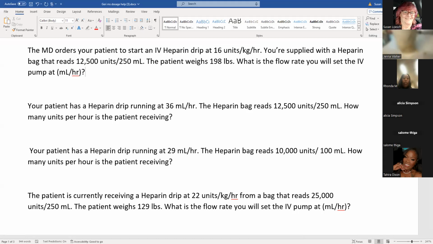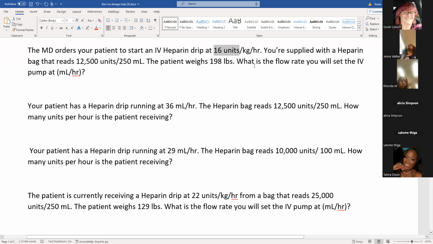So here you're just going to do desired over have. The only difference here is your desired dose is not calculated until you take what the doctor ordered times your weight. Okay, so we start with taking the numbers out. Our weight is 198. What we have on hand is 12,500 per, I mean per 250, and our order is 16 units per kilogram per hour. Everybody have all that written down? Does everybody have all that written down? Yes. Thank you. Let's go to the whiteboard.